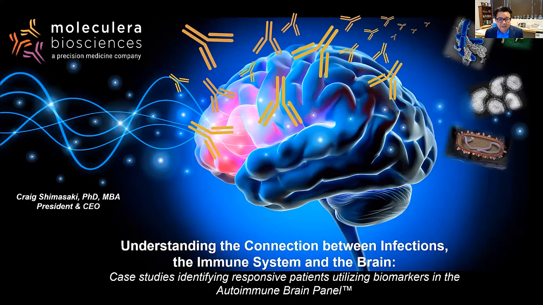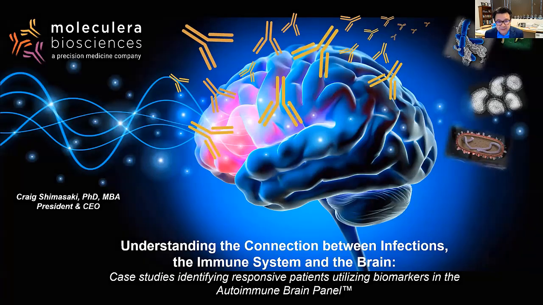So we're going to talk about a connection between infections, the immune system, and the brain, and we'll go through some case studies, but we'll also look at the biology, because there's medical models here that help understanding the complexity of these disorders and why they have eluded a lot of treatment in various cases.